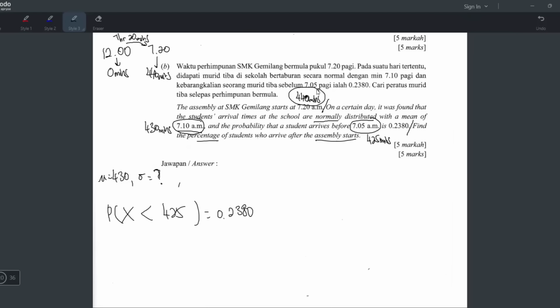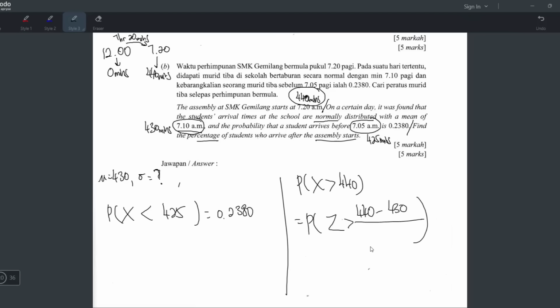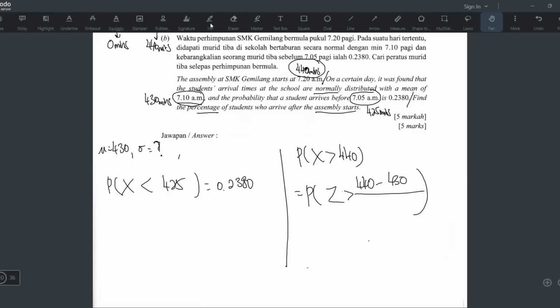Okay, so they want to find the percentage or probability of arriving after assembly starts. Okay, assembly starts at 7:20. So what they're asking is actually P(X bigger than 440), right? But of course, you have to convert to z, and you have to take 440 minus mean 430 divided by standard deviation. And the problem is we don't have the standard deviation here, right? So we have to use this information to find out the standard deviation first. After that, only then I can substitute in here and get the final answer. Okay. Alright, so I will work towards getting the standard deviation first. Because without that, we cannot find what they want here.